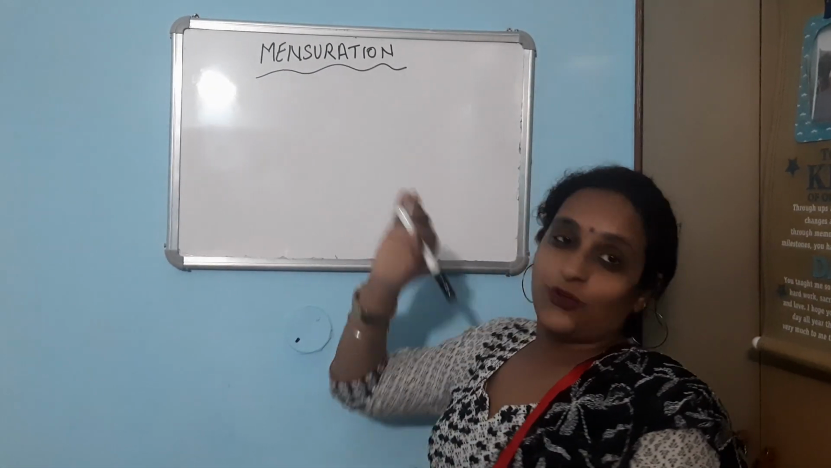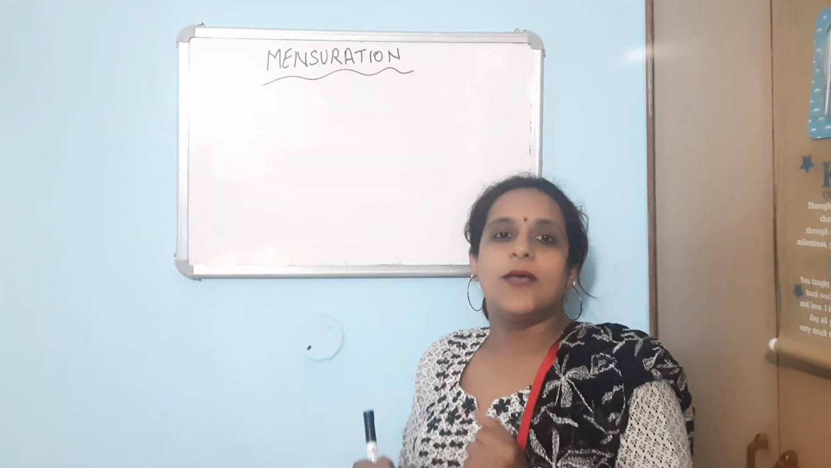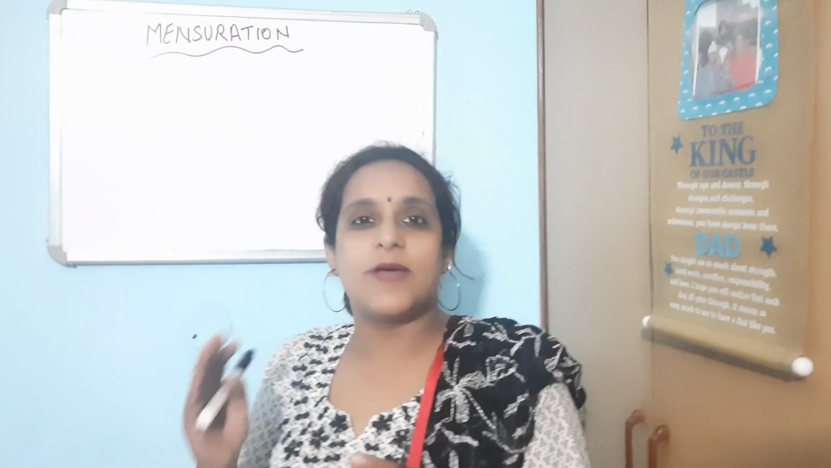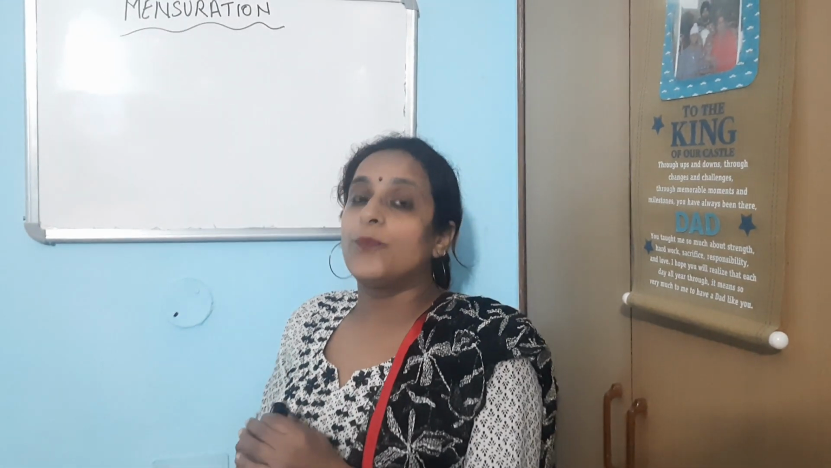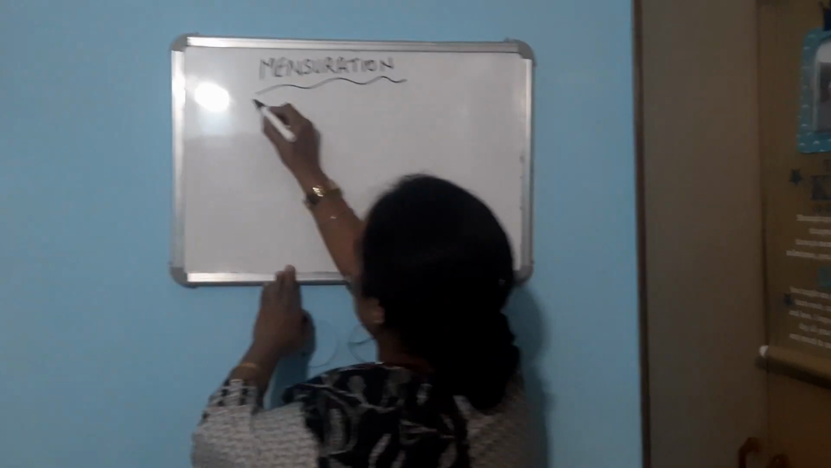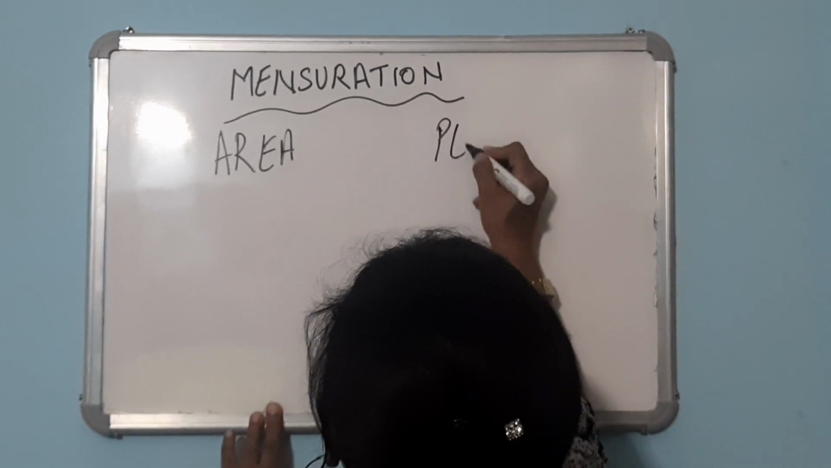Today we'll start with a topic of maths called mensuration. What is mensuration basically? Mensuration is when we deal with the measurements of different quadrilaterals or triangles. Now, here we mainly deal with two topics. One is the area and the other is the perimeter.